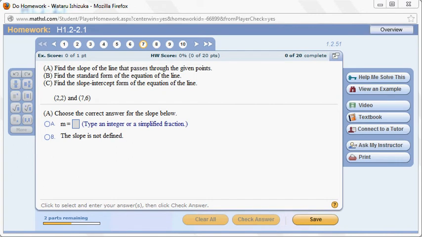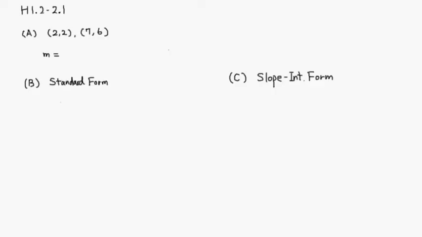All right, let's look at the homework, 1.2-2.1, number 7. What we want to do is, you have 2 points given, (2, 2) and (7, 6). For part A, we want to find the slope of the line passing through both points. Right, so let's do that. I'll bring out a paper.